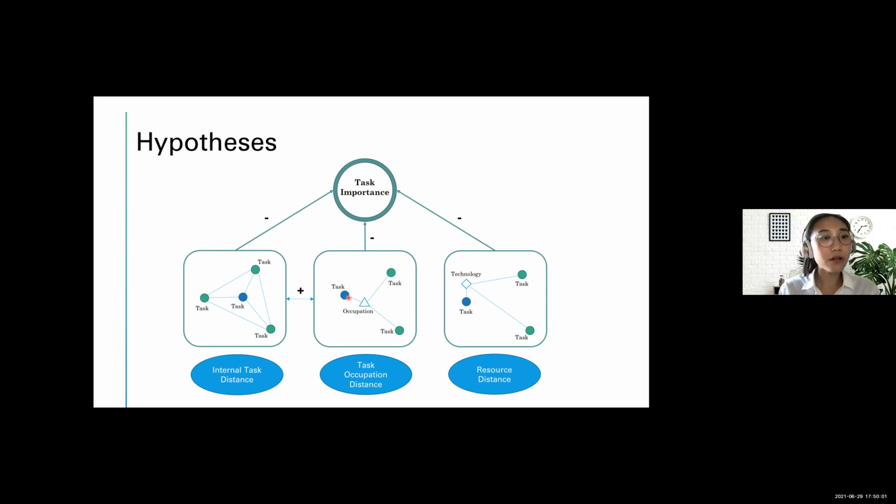And during our data exploration phase, we find that the first two distances are actually positively related. So the closer the task is to the occupation description, it's more likely to be closer to the rest of the tasks as well. For the last one, whether or not a task is similar to the technology used in the occupation will increase or decrease the task importance, we really don't know because we can interpret it either way. So here we just hypothesize that the closer it is or the more similar it is to the technology available, the more important the task will be.